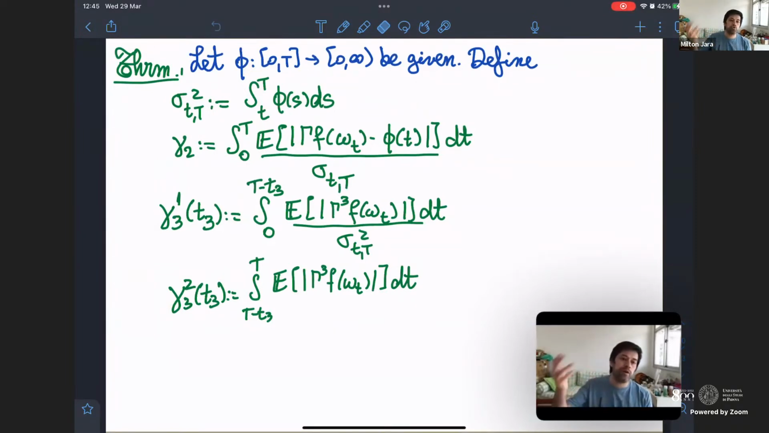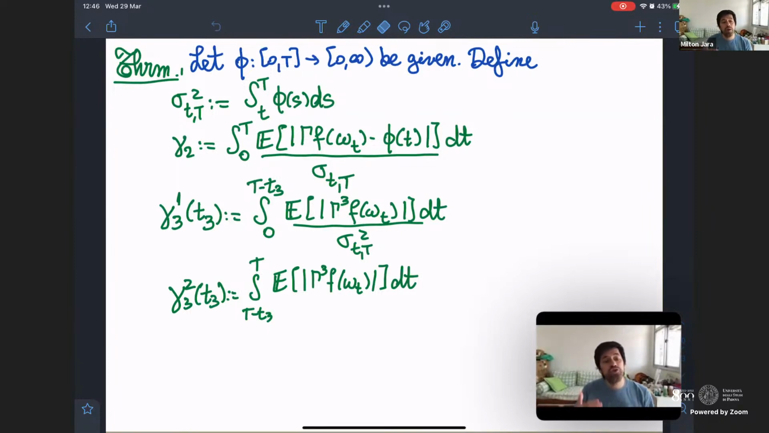Then we define the variance. This sigma squared is basically the accumulated variance of what should be the limit of the martingale. We define five constants. Gamma 2 is the distance between the quadratic variation and the constant we are comparing with, and this has to be weighted by the variance. That has the right scaling. At least that way you can convince yourself that this is the right object to look at.